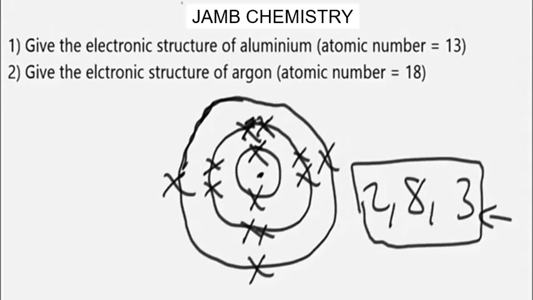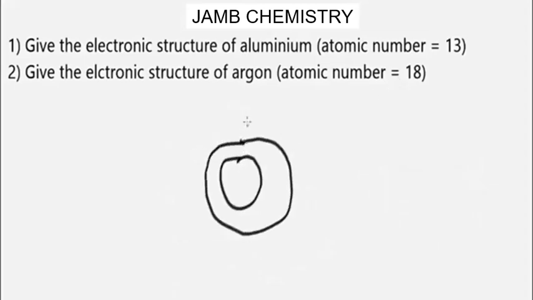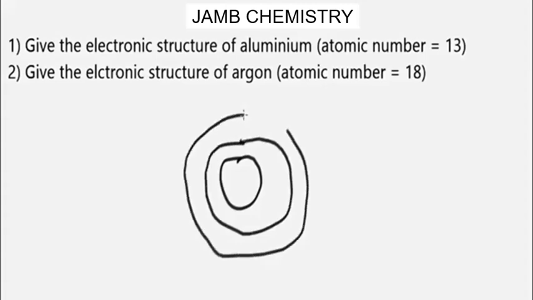Now for the second question, let's draw the electronic structure of argon. Let's write below. Now argon has atomic number 18. So this will be the first shell, this is the second shell, this will be the third shell. Let's add this in the nucleus. So we have the first shell 2 electrons, second shell 1, 2, 3, 4, 5, 6, 7, 8. Now for the third shell, we have 10 electrons used, remaining 8. So you add it here.